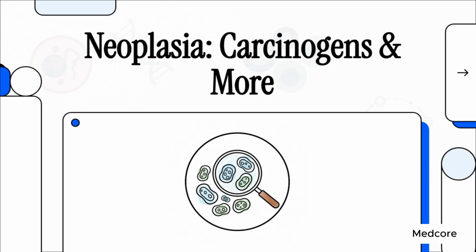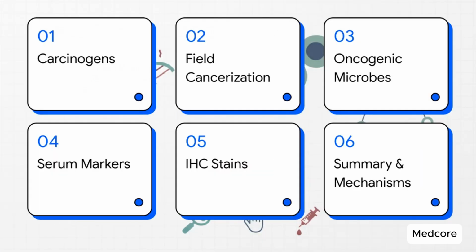Okay, let's dive in. So we're going to follow a really logical path today, pretty much how it works in the clinic. We'll start with the causes, carcinogens and those sneaky oncogenic microbes. Then we'll switch gears to detection, looking at how we use serum markers to get clues, and then how we lock in a diagnosis with IHC stains. Finally, we'll wrap it up with a summary and a key mechanism for resistance.